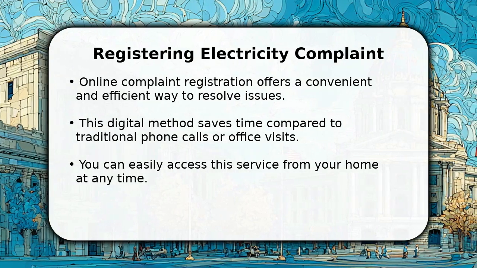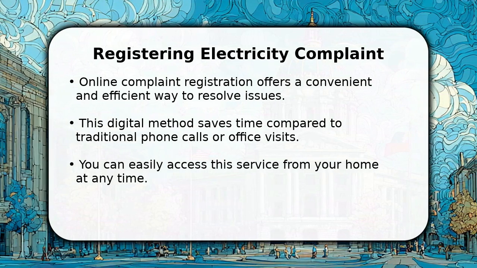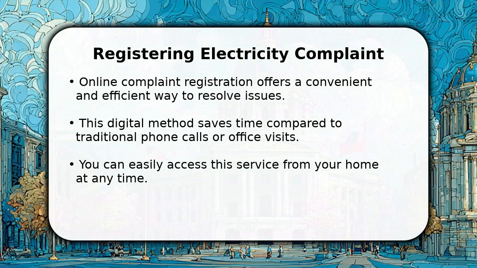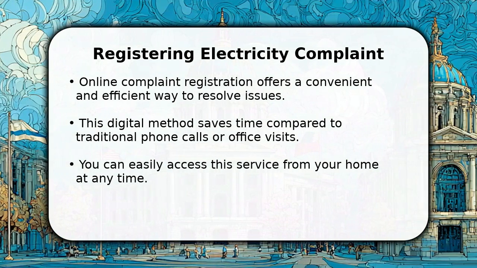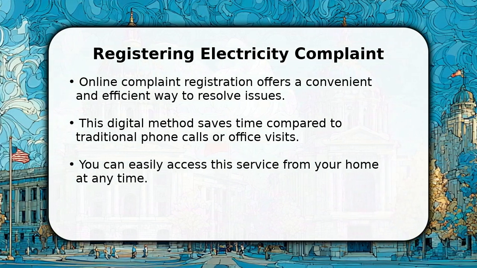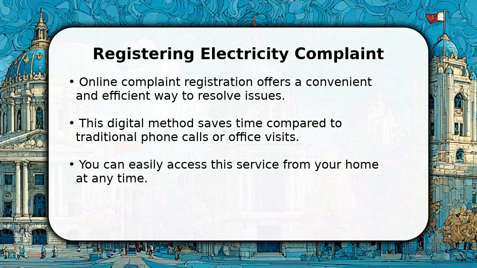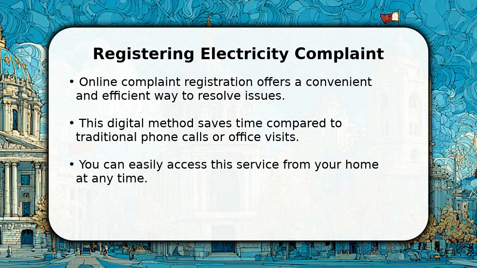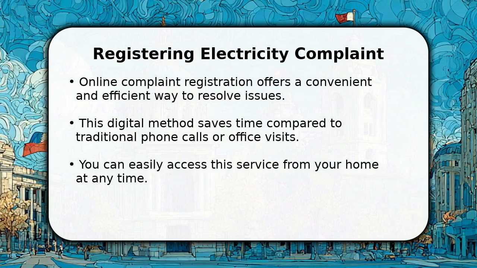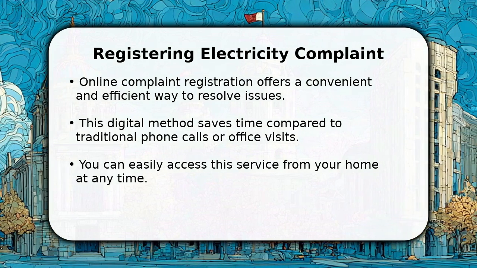In this video, I will explain how to register an electricity complaint online. We will go through the simple steps to ensure your power issues are addressed quickly and effectively. This digital process helps you avoid long wait times and provides a clear record of your complaint. You can report outages, billing discrepancies, or other service problems with just a few clicks. It is a user-friendly way to connect with your electricity provider from anywhere.